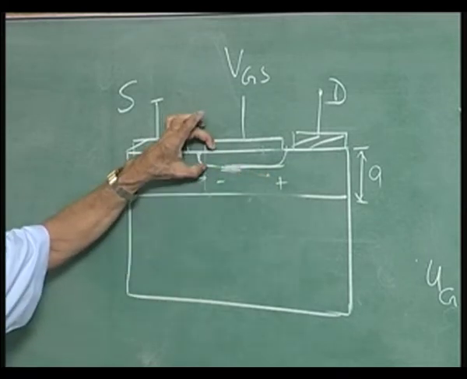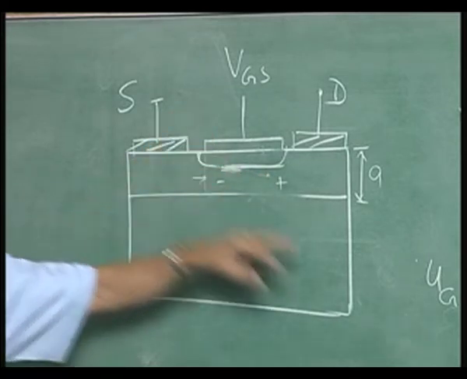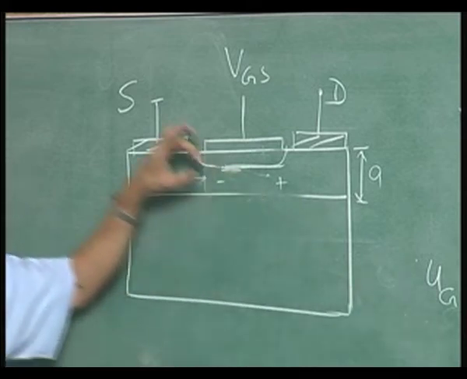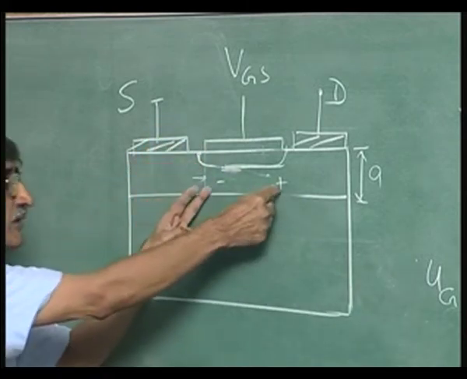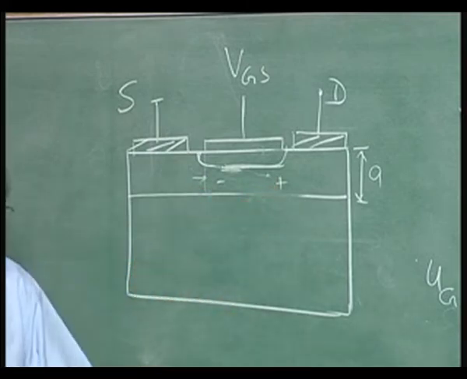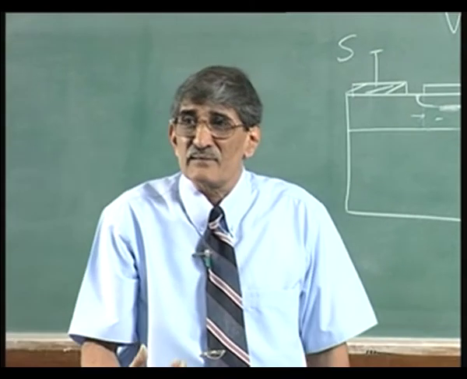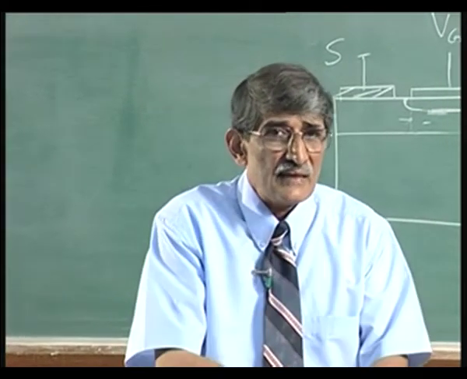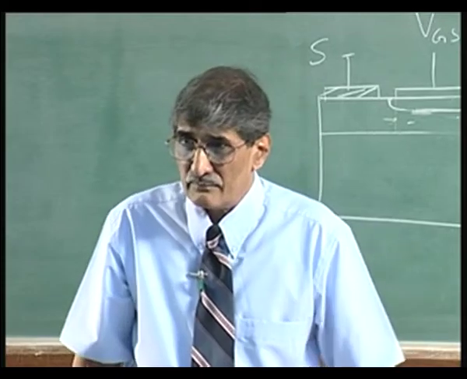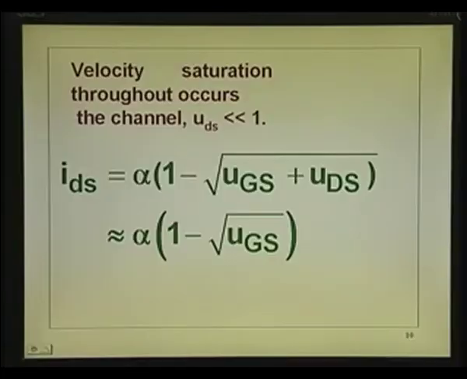Now, you can see UGS, that quantity is VBI minus VGS, compared to that, that drop is small. So, this is a situation where you have got velocity saturation right through the channel. That is possible if you are launching the electrons right into the channel with the velocity saturation, or they just gain immediately the velocity saturation. Okay.